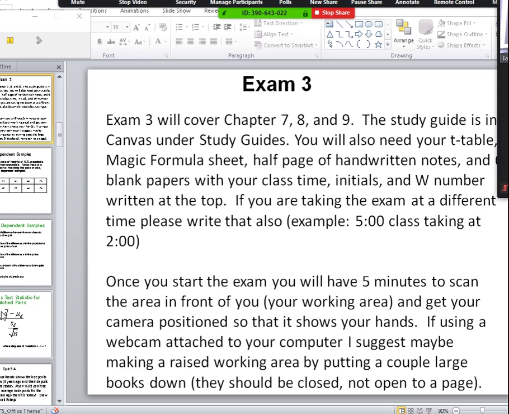Exam 3 will cover chapters 7, 8, and 9. The study guide is in Canvas under study guide. You will also need your T-table, magic formula sheet, half page of handwritten notes, and 6 blank papers with your class time, initials, and W number written at the top. If you are taking the exam at a different time, please write that also.